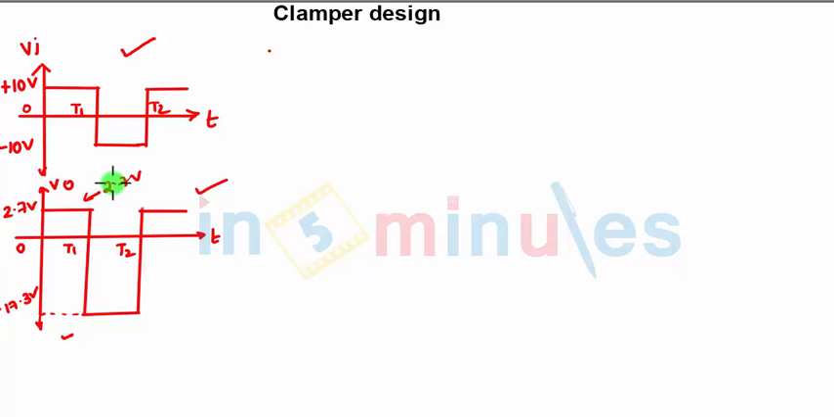So, in the positive half cycle, in order to get output as 2.7 volts, if the diode is ideal, that means the voltage drop V gamma across the diode is considered as 0 volts, right? If we are considering the ideal case, then you want the output voltage VO to be equal to 2.7. That means VO minus 2.7 is equal to 0 should be the equation.